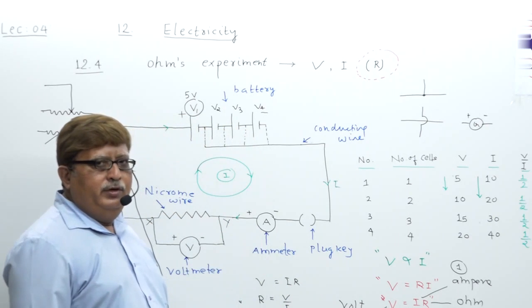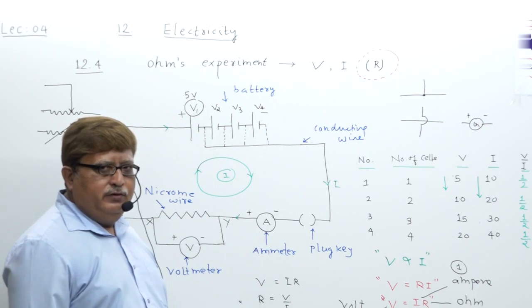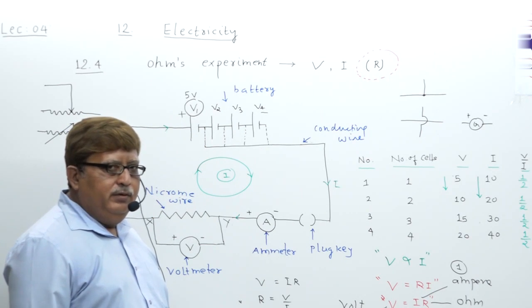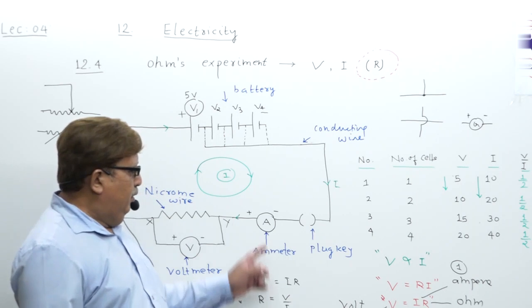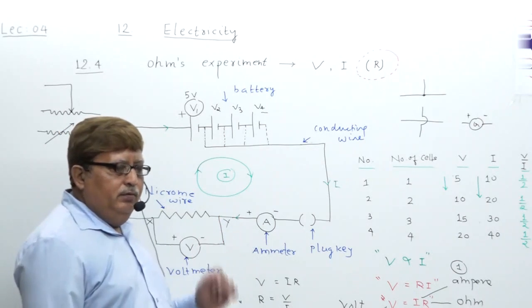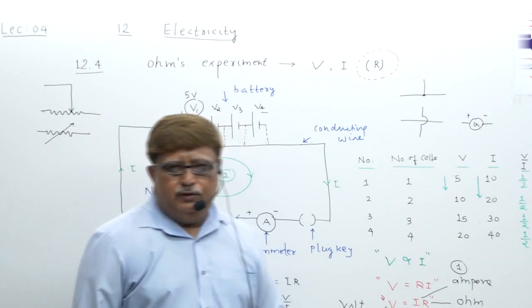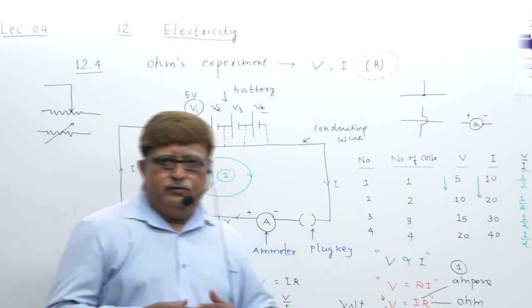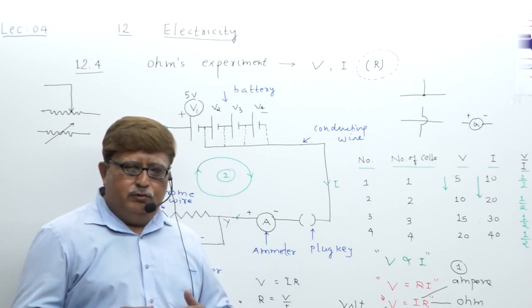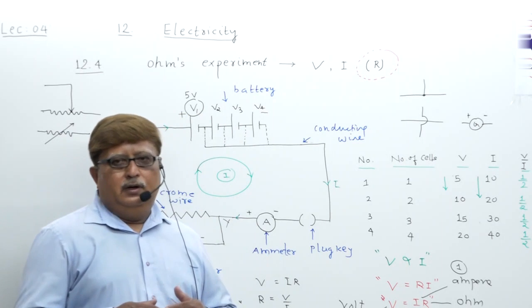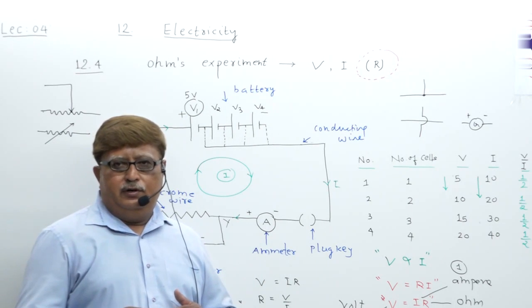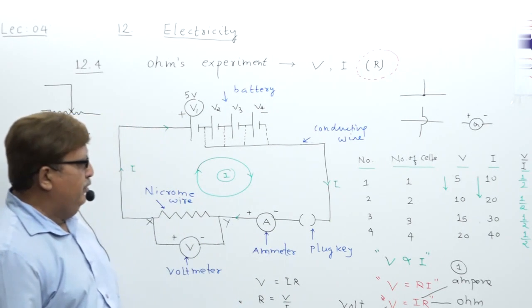What is the role of ammeter? To measure current passing through conductor. How is ammeter connected? Always in series. What is the role of voltmeter? To measure potential difference across two ends of the conductor. How is voltmeter connected? Always in parallel connection. Okay.